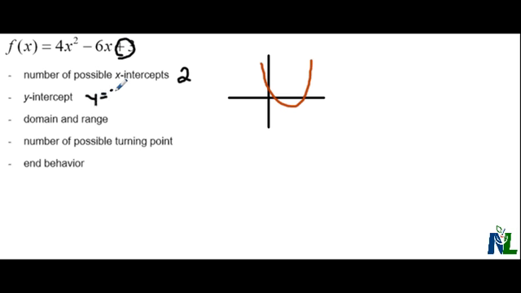I'm going to skip domain and range just for a moment here. For quadratics, they all have one turning point. And the end behavior, because this is a quadratic opening upward, is going to be moving from Q2 back over to Q1.